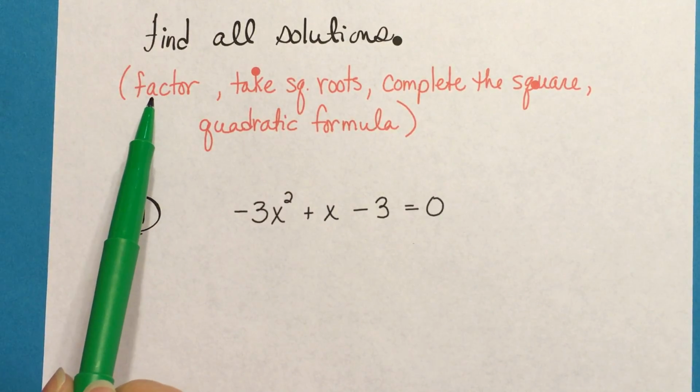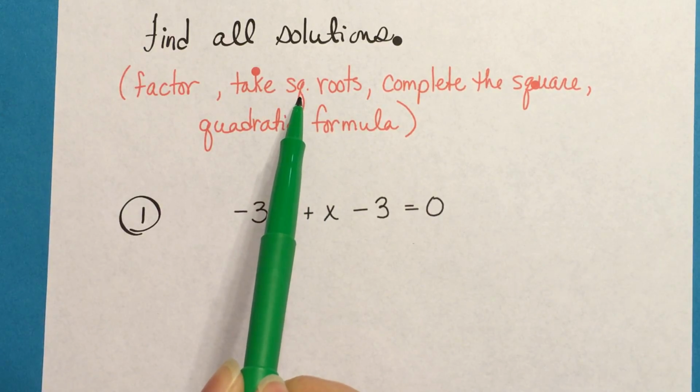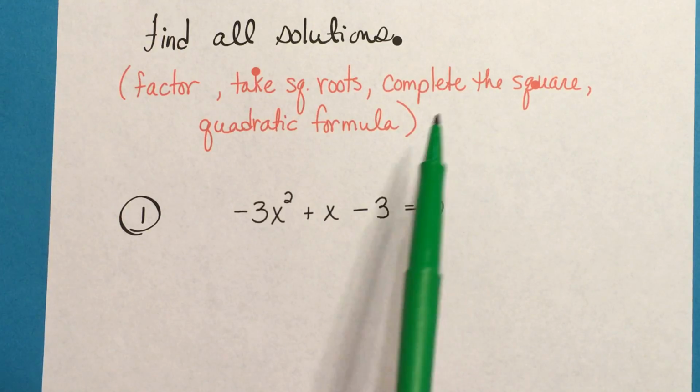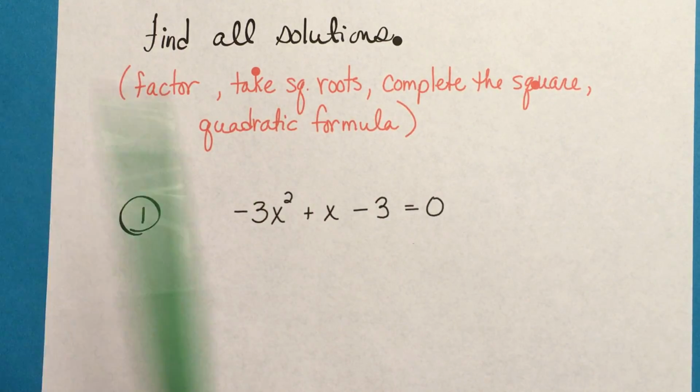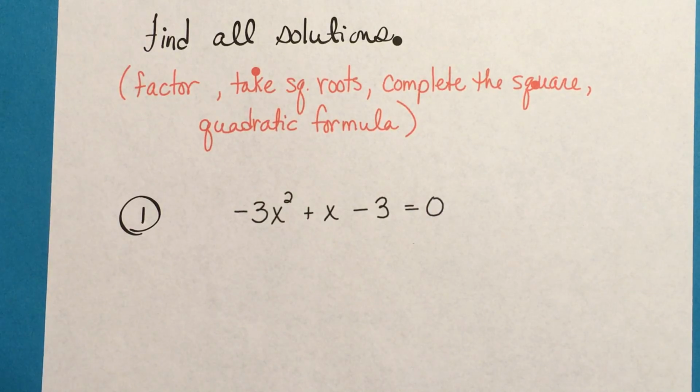Back in section 4.5, we did factoring. 4.6 was taking the square root of both sides and completing the square. And then in this section, 4.7 is when you learned about the quadratic formula.